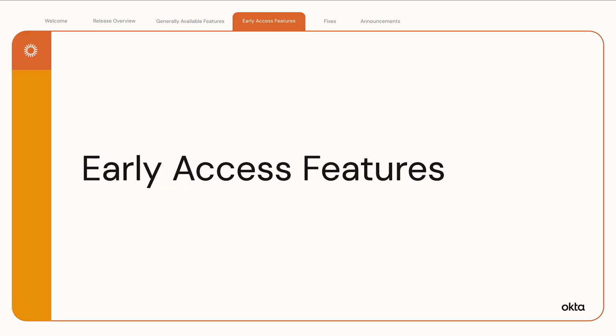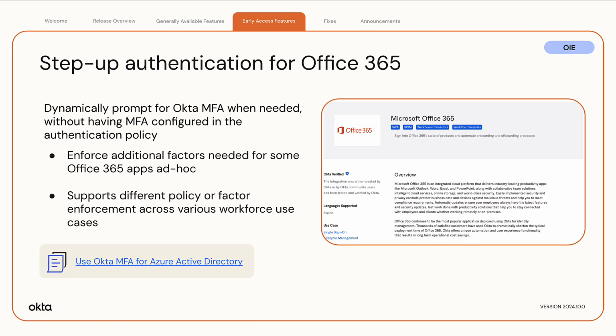Let's wrap up with a look at early access features. Step-up authentication for Office 365. This enhancement enables customers to dynamically prompt for Okta MFA when needed, without having MFA configured in the authentication policy. Benefits include enforcing additional factors needed for some Office 365 apps ad hoc, and supporting different policy or factor enforcement across various workforce use cases.